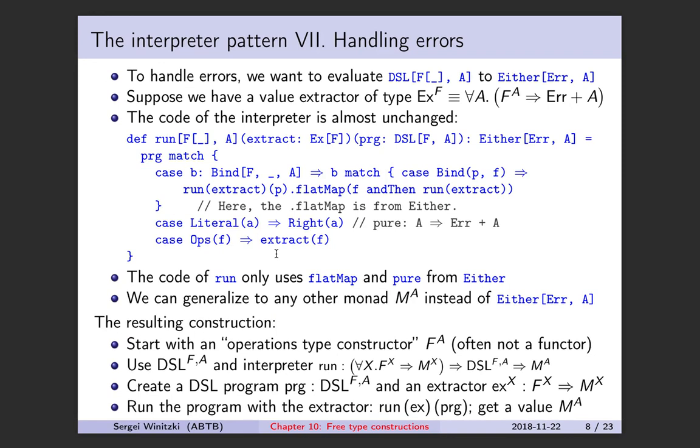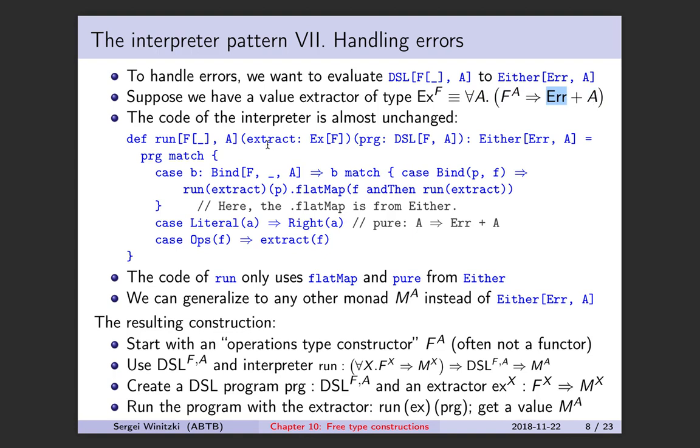Let's see how we can use now this interesting DSL. Now we don't just want to rewrite code in a fancy way. We want to have value out of this generality. So one example of how we extract great value from this code is that now we can easily handle errors. So previously we evaluated a DSL of FA to A. Now we can evaluate it to either of error and A. All we need to do is to provide a different extractor. An extractor would be of this type. So instead of going FA to A, it goes to FA to some error type plus A.